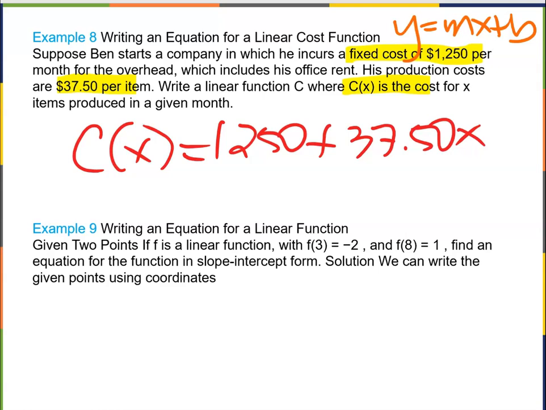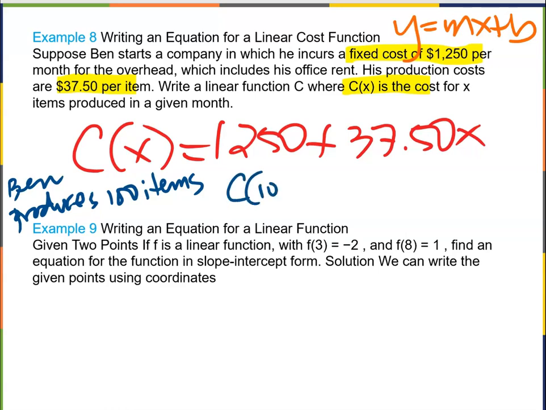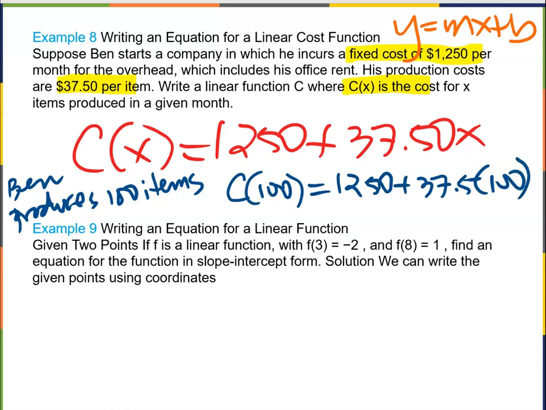So let's say, for example, Ben produces 100 items in a month. How much is his monthly cost? All you have to do is substitute that 100 for x. So you can compute for C of 100. That's equal to $12.50 plus 37.5 times 100. And when you compute that, that's going to be equal to 5,000. So this is just an example. His monthly cost would be $5,000.